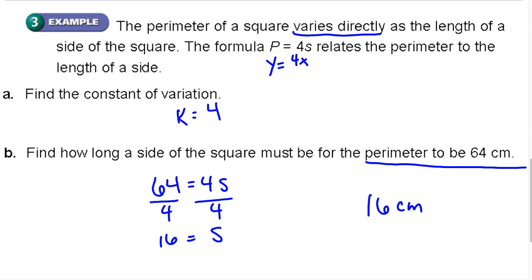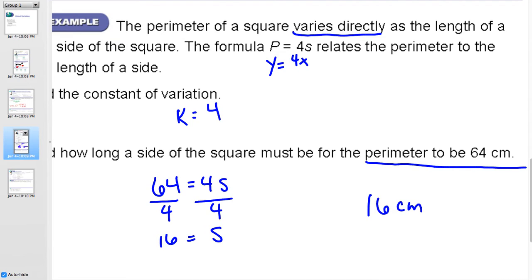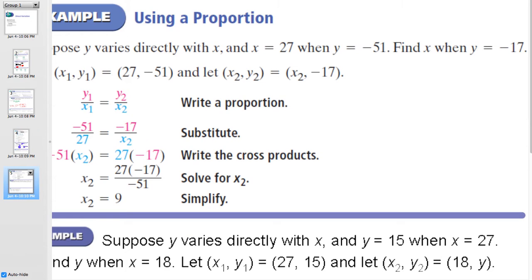Okay, I think there's one more example. I need to double check though. And then we're done.